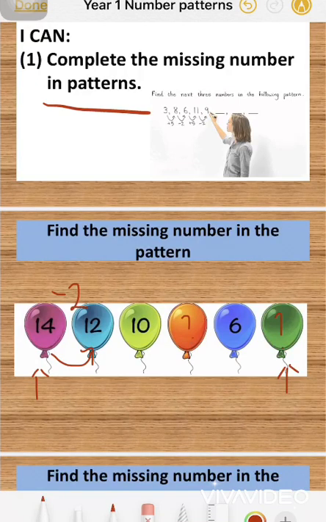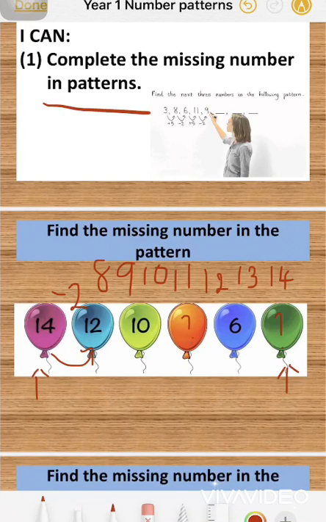And the other way, you also can count back. How to count back? Look at here. From 14, when you count back one time, it is 13, right? And we count back 12, 11, 10, 9, 8. So this is count back.